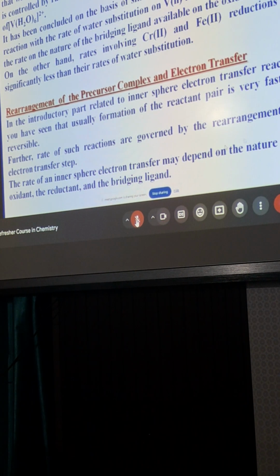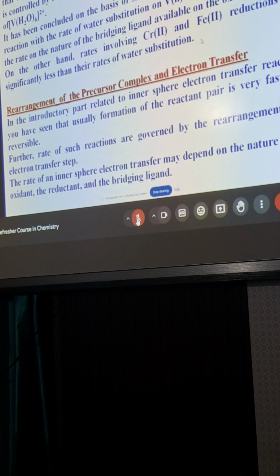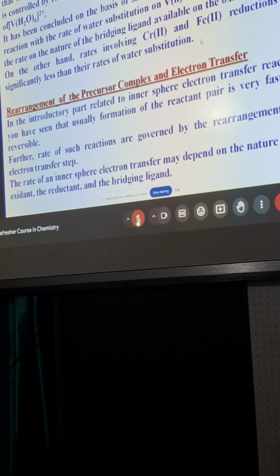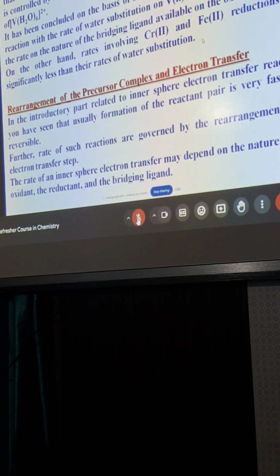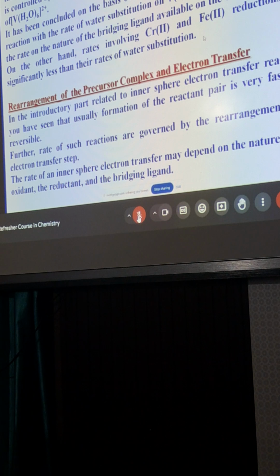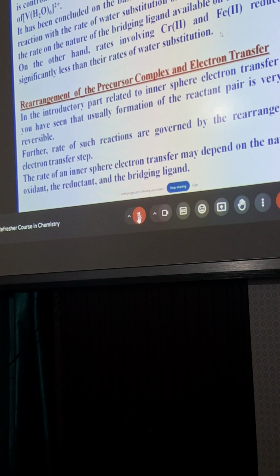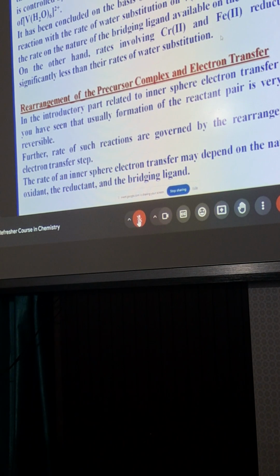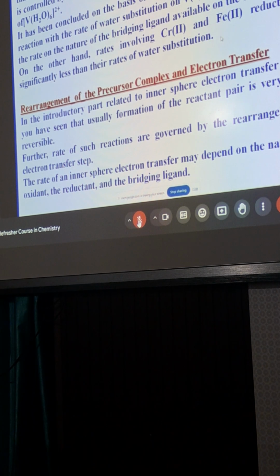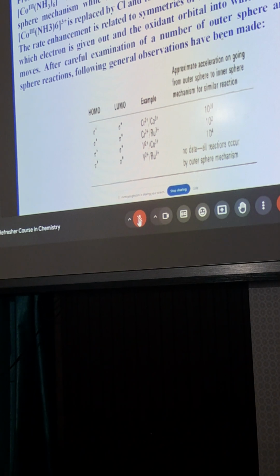And as far as rates of inner sphere electron transfers are concerned, they also depend upon rearrangement of the precursor complex and electron transfer. So, in the introductory part related to inner sphere electron transfer reactions, you have seen that usually formation of the reactant pair is the very first step and it is reversible. Further, the rate of such reactions is governed by the rearrangement and electron transfer step, and the rate of an inner sphere electron transfer may depend upon the nature of the oxidant, the reductant and the bridging ligand.